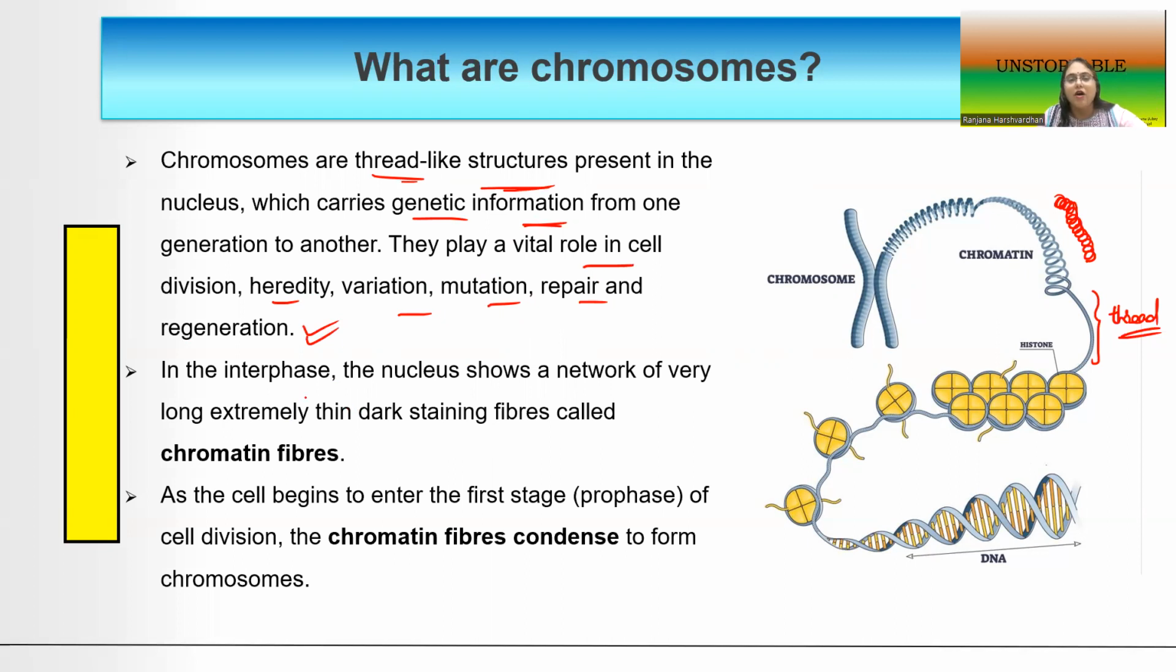Then in the interphase, that is when the cell is getting ready to divide itself, we can see thread-like structures. If I try to stain the nucleus at this particular stage, the interphase stage of the cell division, I will see that there are certain structures within the nucleus which can take up the stains. The stains that I would be using are acetocarmine and Giemsa stains.